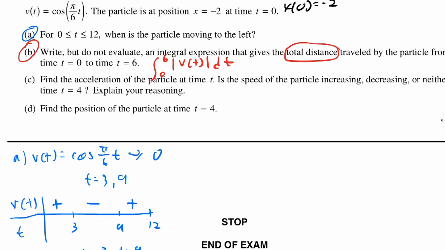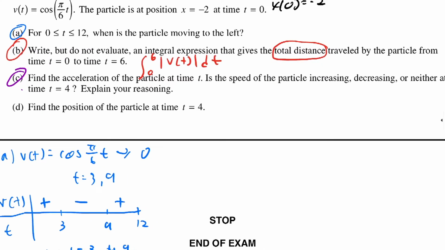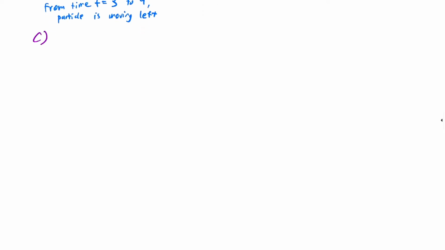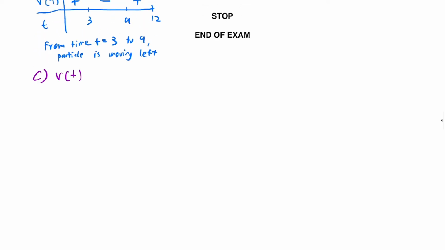Part 3, we'll do this in purple. Find the acceleration of the particle and find if at time t equals 4 the particle's speed is increasing or decreasing. Let's find the acceleration then. So we know v of t is cosine of pi over 6 t. So the first thing they ask for is acceleration, we need to first find it, right?